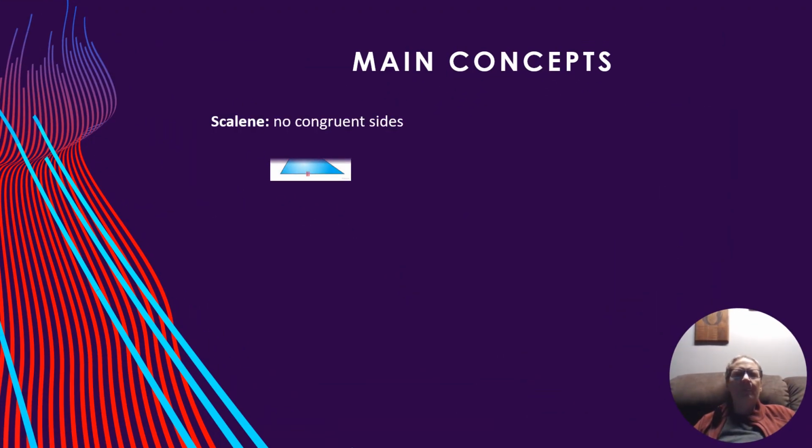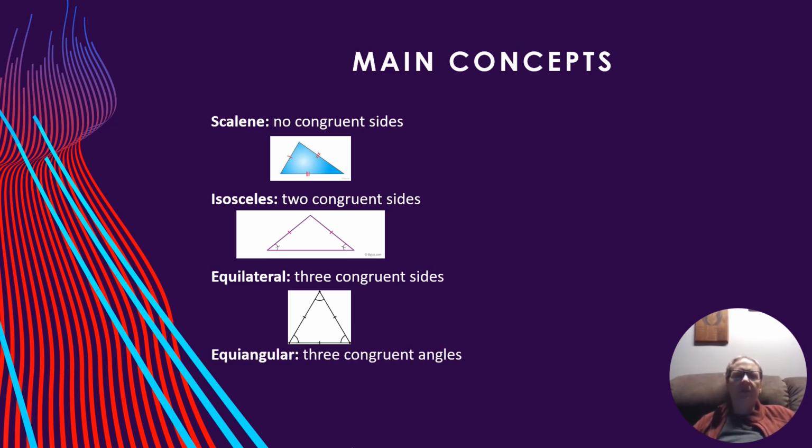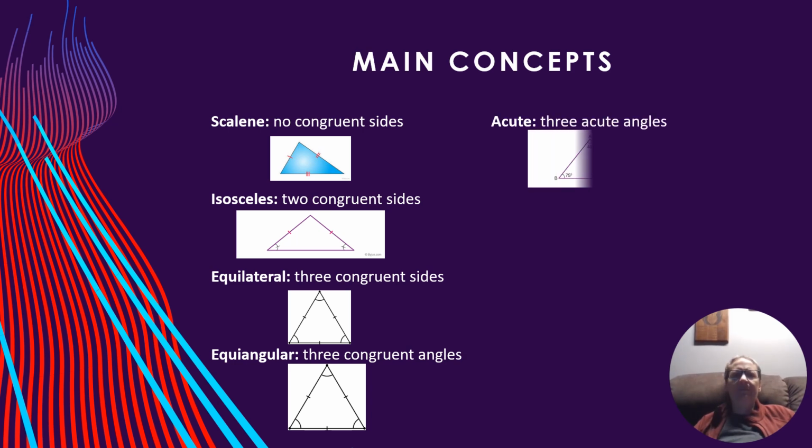More concepts. A scalene triangle is a triangle that has no congruent sides. In other words, all three sides are different lengths. An isosceles triangle has two congruent sides. Note that it also has two congruent angles, but we'll get into that more later. Equilateral means it has three congruent sides, and that is also equiangular. It has three congruent angles. So they are exactly the same picture, because all equiangular triangles are equilateral and all equilateral triangles are equiangular. So those kind of go hand in hand.